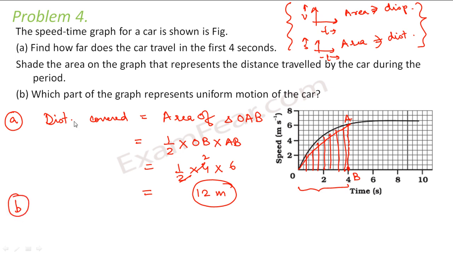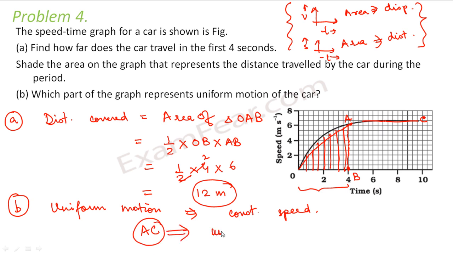In the second part it says which part of the graph represents uniform motion of the car. So which part represents uniform motion? Uniform motion would mean that the car is moving with uniform speed, a constant speed. The speed doesn't change with time. Now if you look at this graph, in the initial portion the speed increases with time, again it increases. But from this part onwards, if you see, the speed is constant with time. So uniform motion is represented by the portion AC.